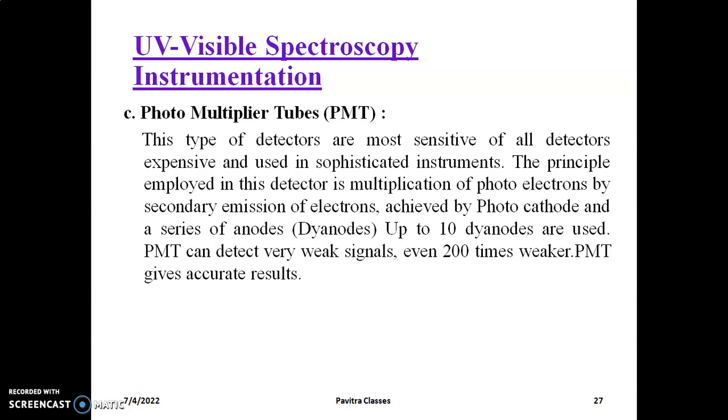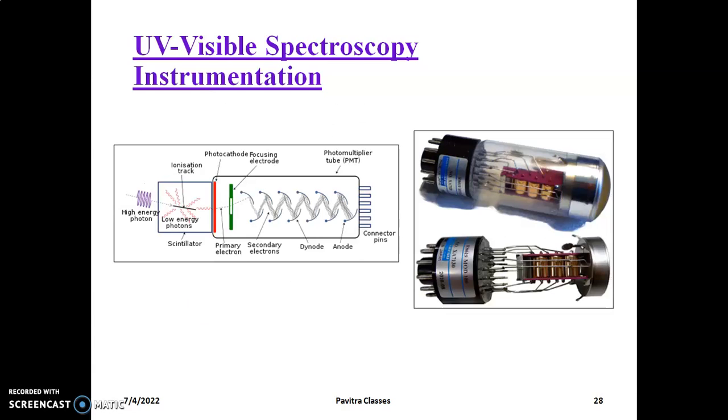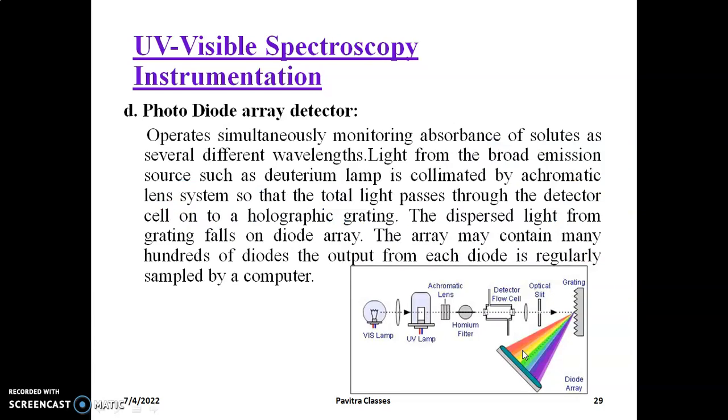Even a 200 times weaker signal can be detected and give an accurate result in these detectors. In this first picture, this is the construction of the photomultiplier tube detectors. This is exactly how it looks in the instrument. These are the photomultiplier detectors.